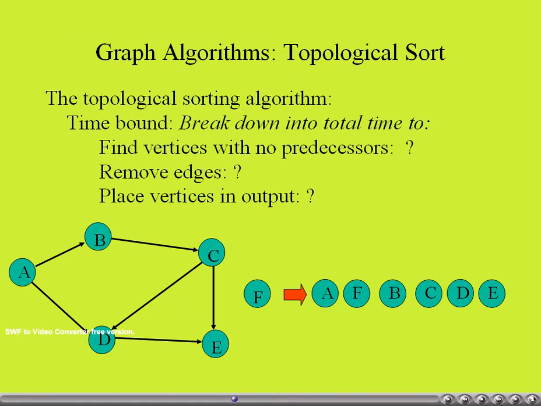Evidently, the topological sorting algorithm involves three important activities. That is, to find vertices with no predecessors, that is, vertices with incoming edges 0 or in-degree value 0. And then we have to remove the outgoing edges from this node. And then we have to place this newly selected node into the output list. These are the main activities involved in this topological sorting algorithm.